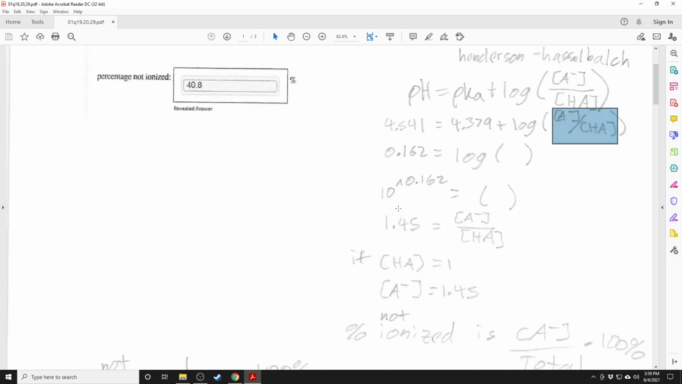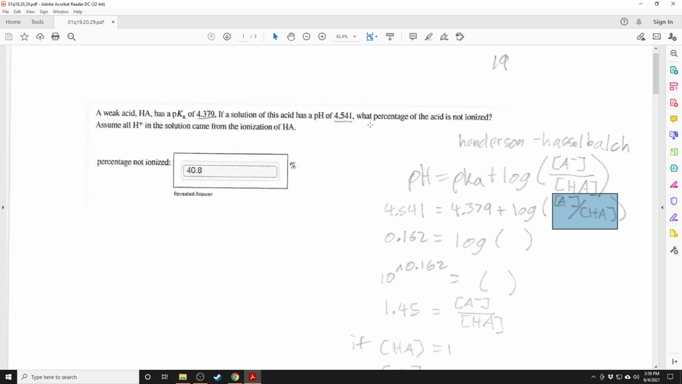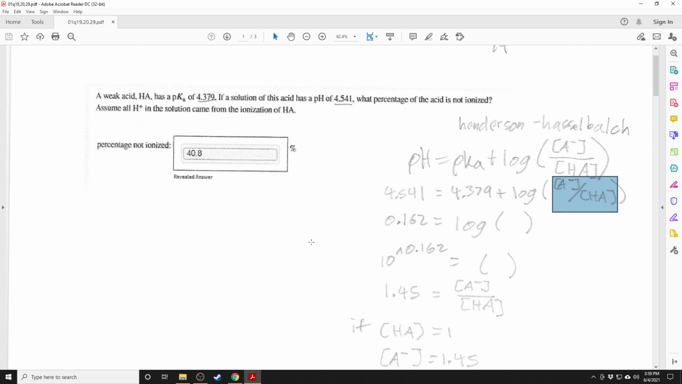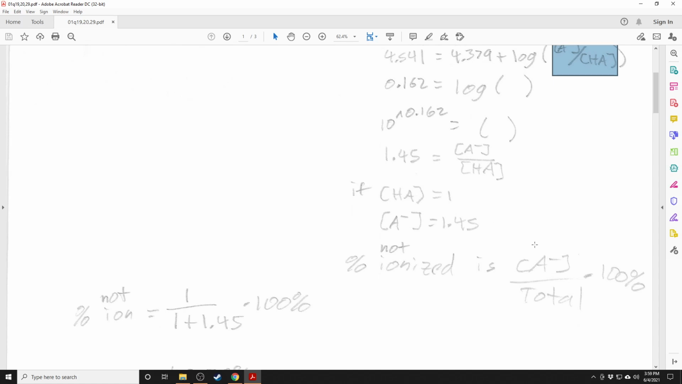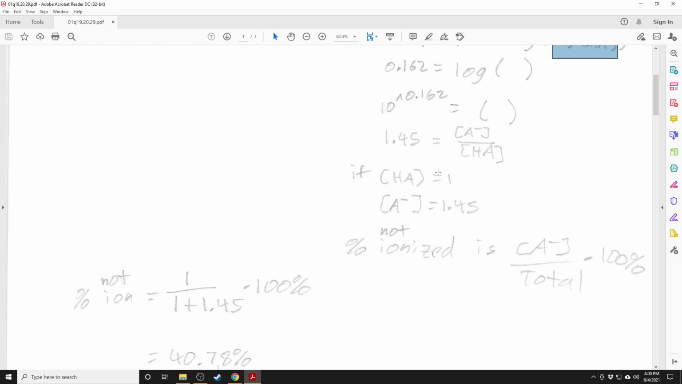All right, so what we're looking for, though, is not a concentration versus another concentration. We're looking for a percent not ionized. So what percent of the acid is not ionized? And the percent of the acid that's not ionized, that's going to be that HA actually. I know I accidentally put A minus here. I just forgot to correct that. We're actually looking for the HA. And that's going to be, well, percents are whatever you have over the total, right? And so it's going to be the HA over the total amount.